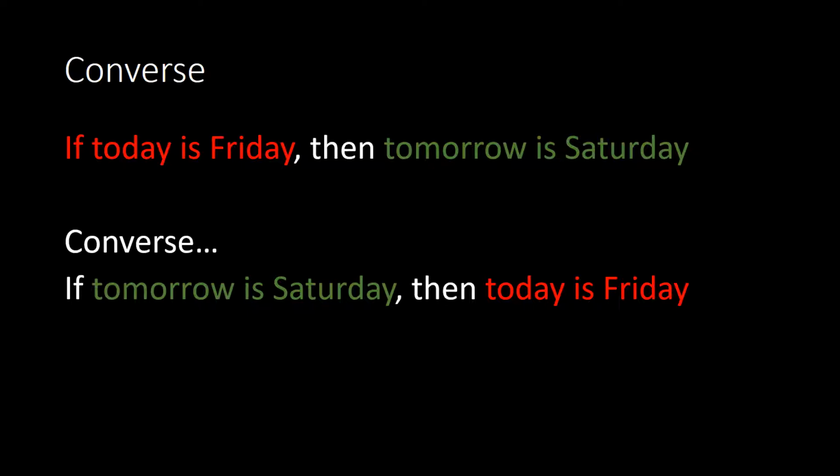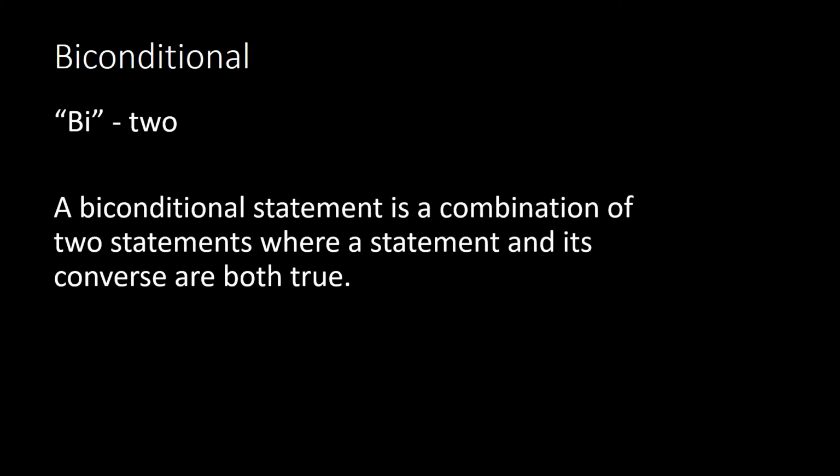And the next term is the term biconditional. We see in this term the prefix bi. Now hopefully we know that bi means two, like a bicycle would be two wheels. So bi means two, so this literally means a statement where there's two of them. So a combination of two statements where a statement and its converse are both true.